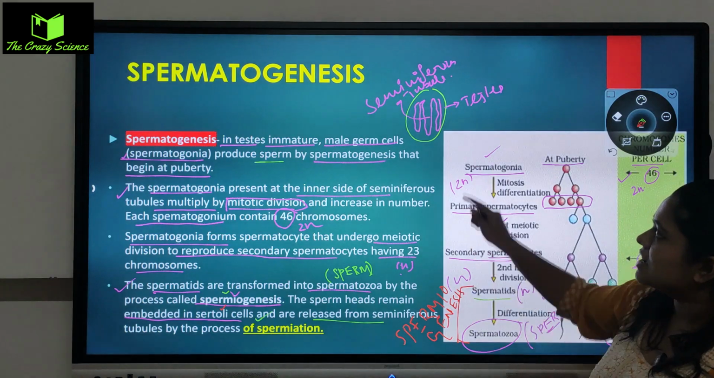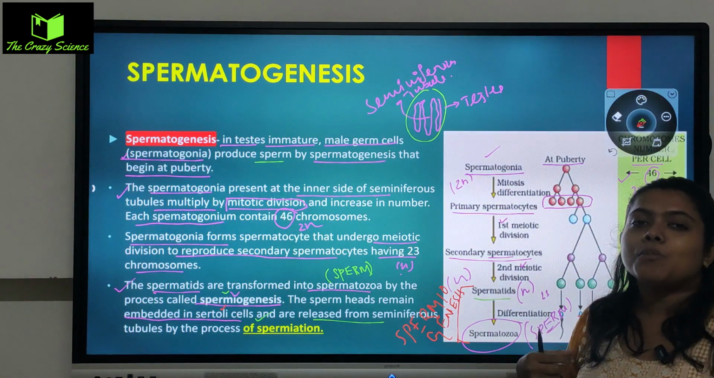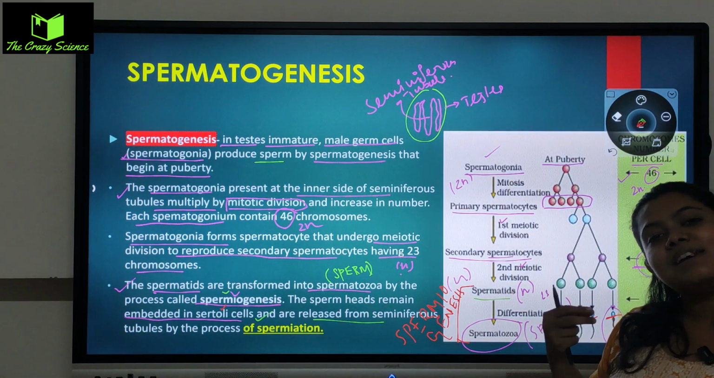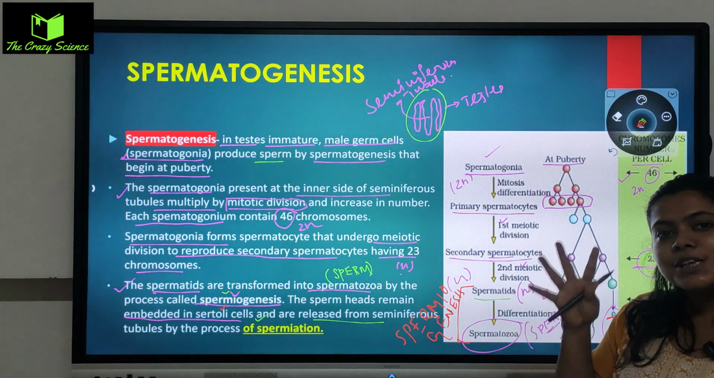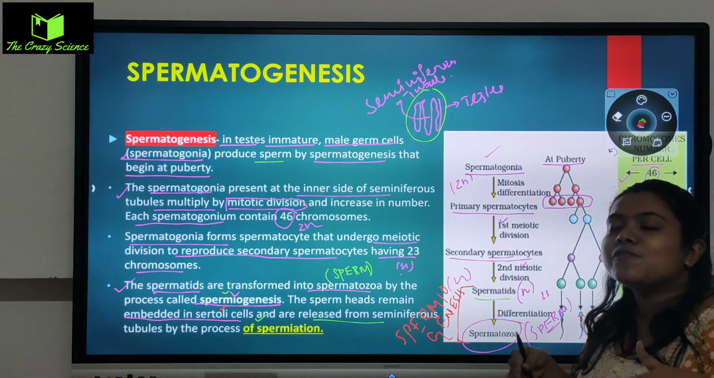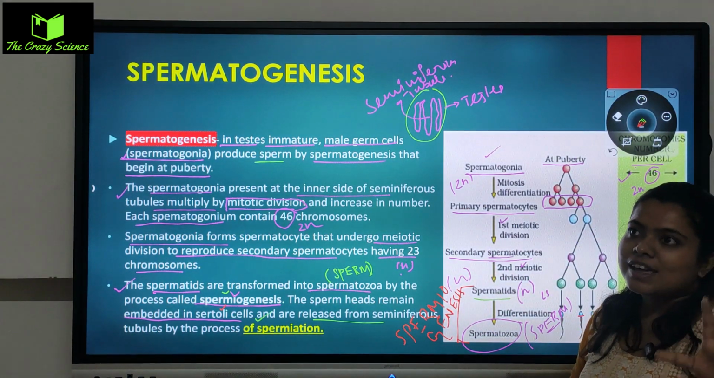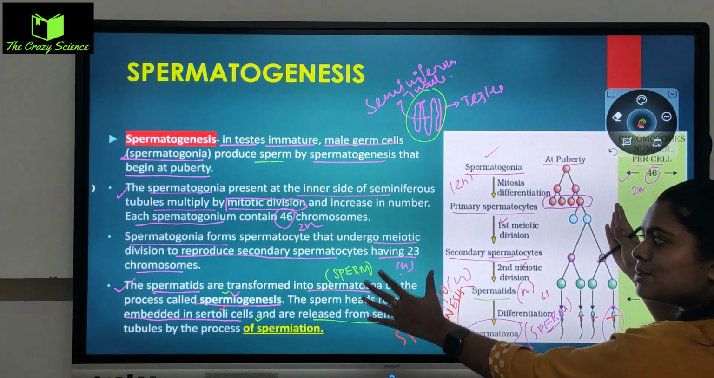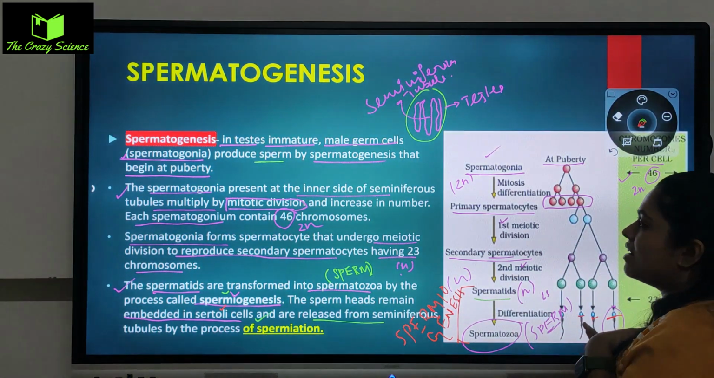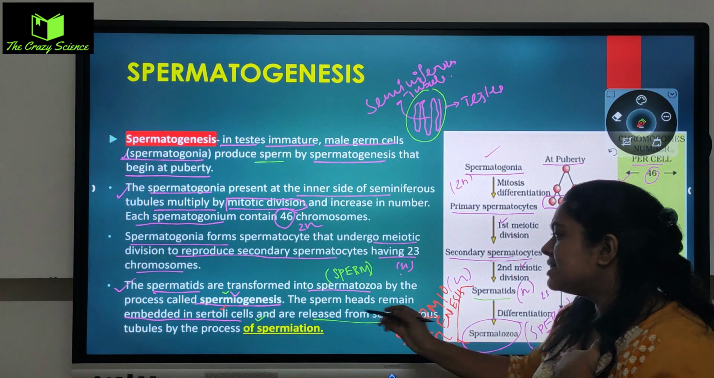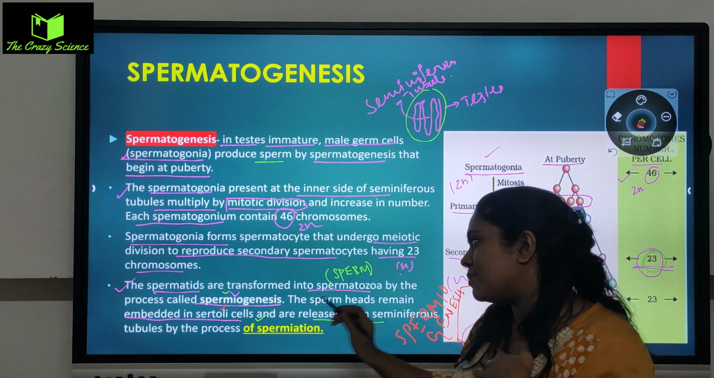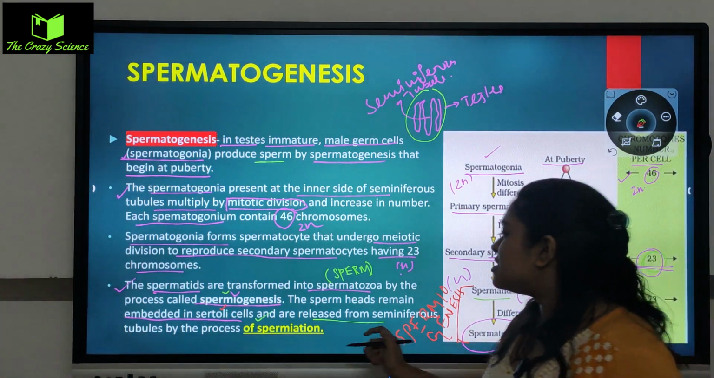in the testis. The testis is located inside the scrotum, the pouch-like structure, which provides a lower temperature compared to the normal human body temperature, about 2 to 2.5 or 3 degrees lower, so that spermatogenesis, the process of formation of the sperm that we are studying, can happen successfully, only then. All right, and the sperm heads remain embedded in the Sertoli cell, and are released from the seminiferous tubule by the process of spermiation.